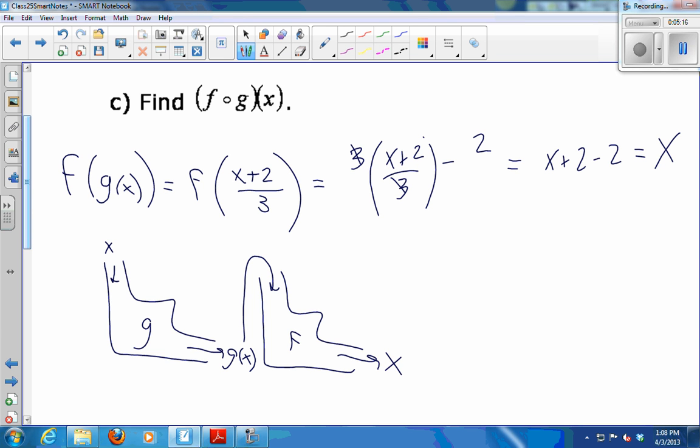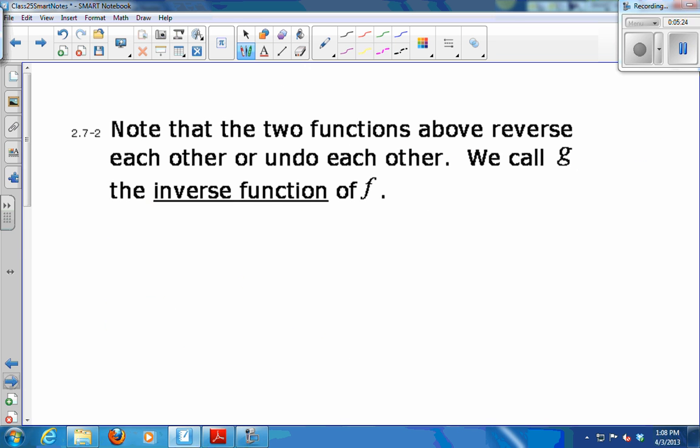These kinds of functions that have this special property where one undoes the other, or you get a round trip when you compose them, are called inverse functions. Two functions that undo each other like this are called inverse functions.